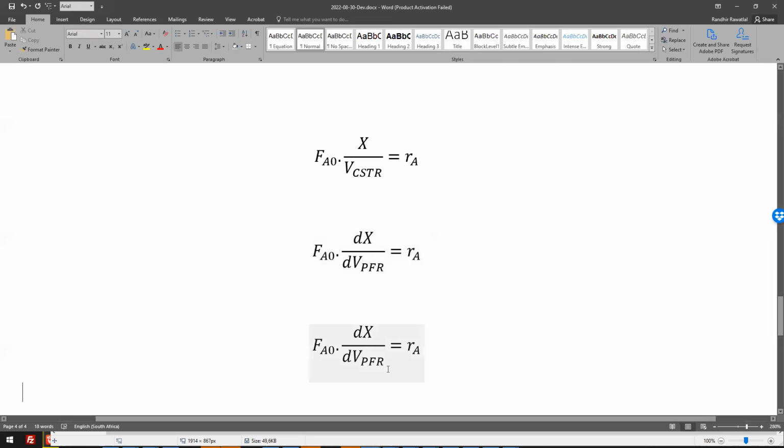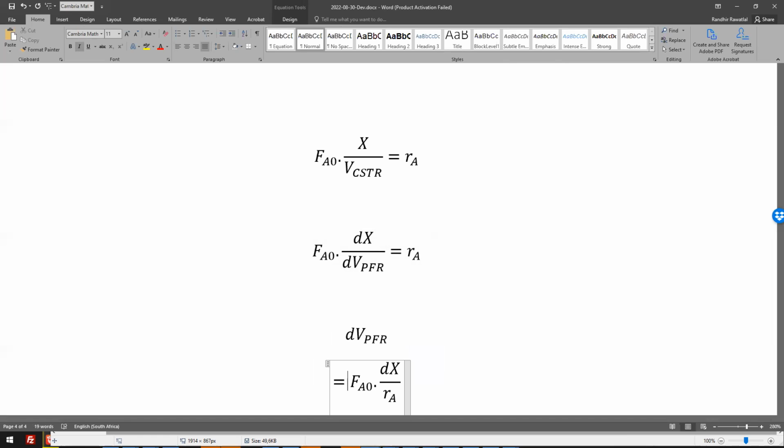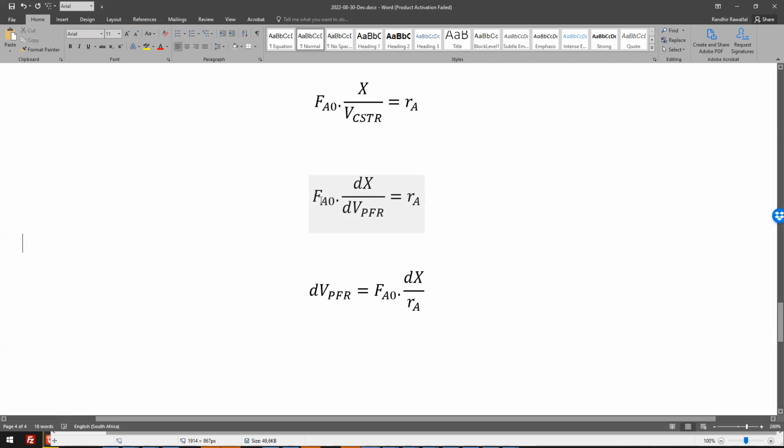So we can say here, dV_PFR equals dX over RA. And I'm just going to take this across on the other side. Right, so just check you agree that from the original design equation, this is what you get if you just do a bit of calculus there. So if you just integrate both sides by dV_PFR, then you get this form, right?